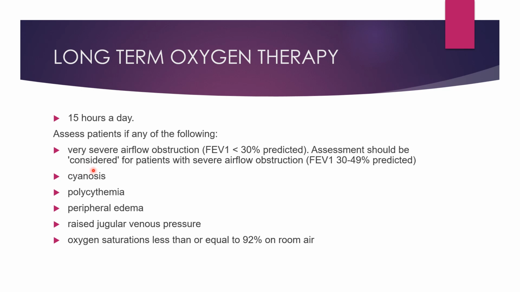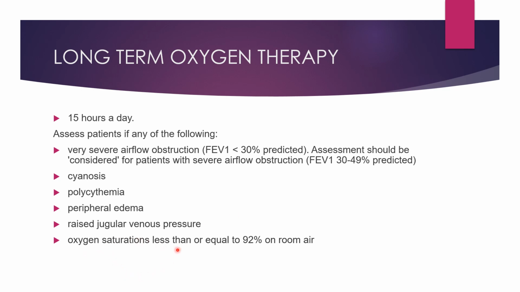Consider long-term oxygen therapy when the patient has an FEV1 less than 30% of the predicted value and very severe airflow obstruction. For patients with FEV1 30 to 49% predicted, assessment should also be considered. When the patient has cyanosis, polycythemia, peripheral edema, or a raised JVP, you need to examine the patient in detail.